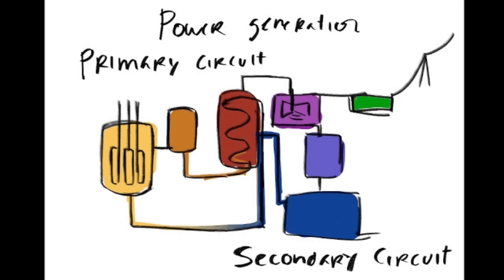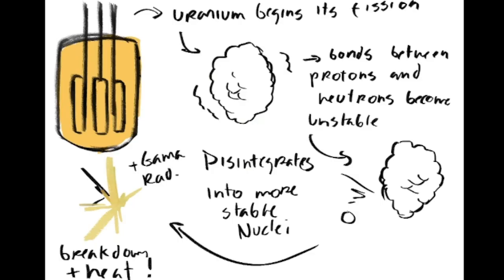For the power generation, the uranium within the beams initiates the process of nuclear fission, where the bonds between protons and neutrons are broken when unstable, disintegrating into more stable nuclei. The breakdown liberates gamma radiation and mainly the heat necessary for the thermonuclear process.